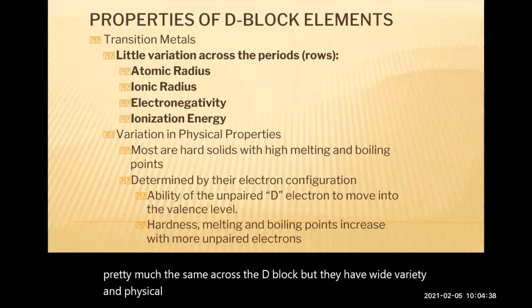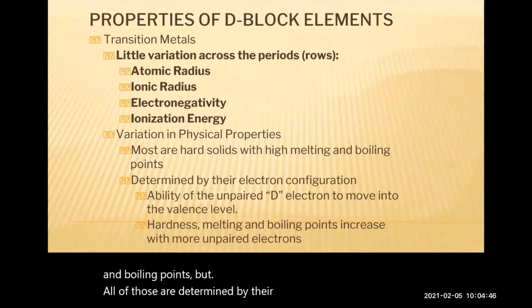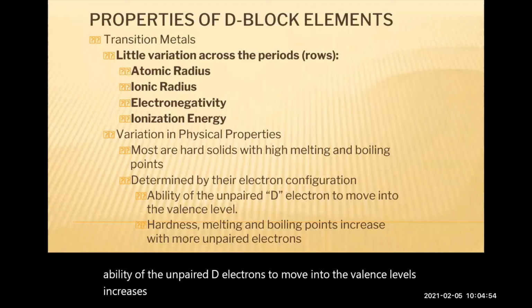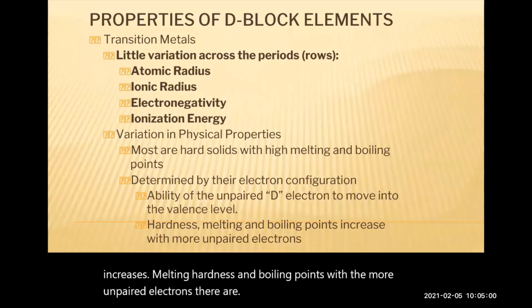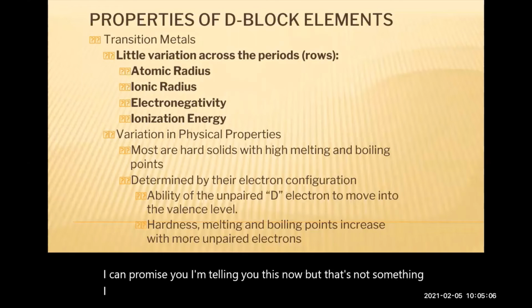They're mostly hard solids with high melting and boiling points, but all of those are determined by their electron configuration. So the ability of the unpaired D electrons to move into the valence levels increases melting, hardness, and boiling points with the more unpaired electrons there are. I can promise you, I'm telling you this now, but that's not something I really test on.